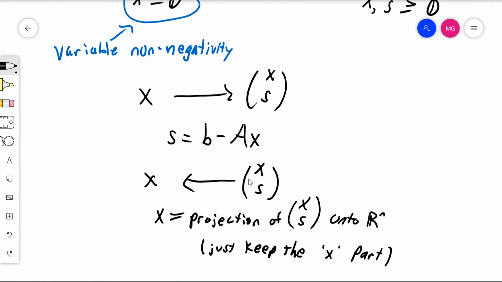And then vice versa, if you're going from the SEF version to the original linear program, if I have the x's and the s's and I'm going to the original linear program, I just keep the x's.